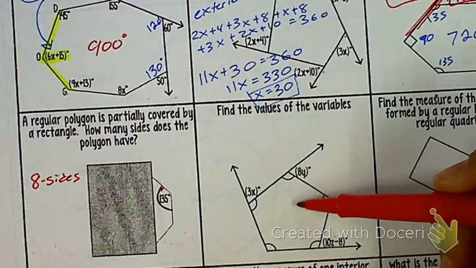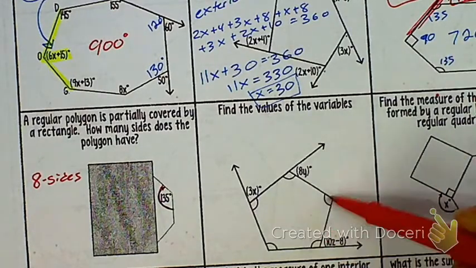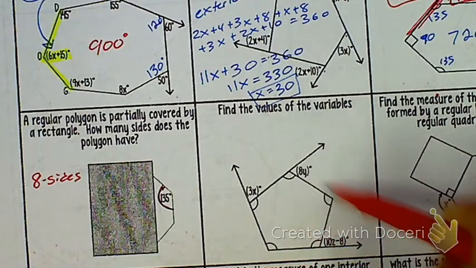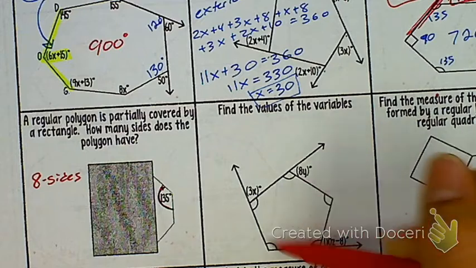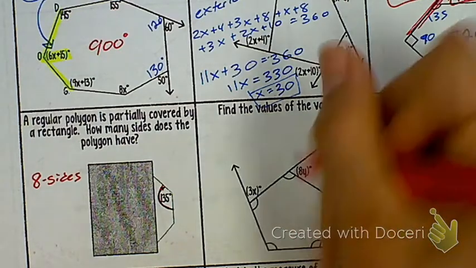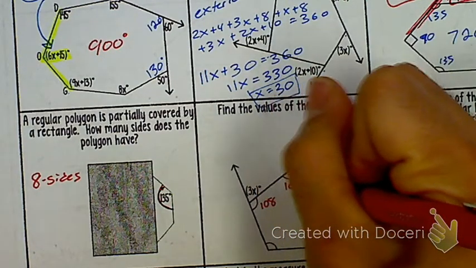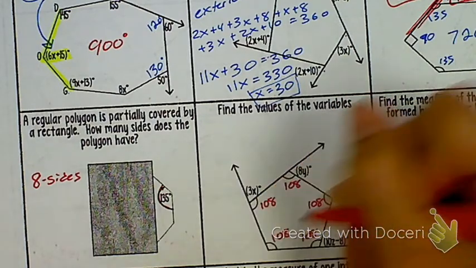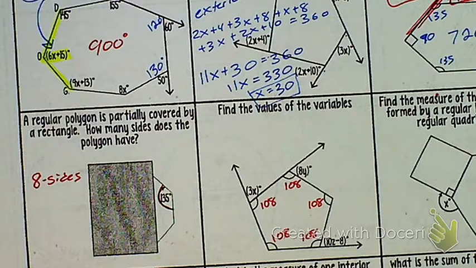This next one. If they're all the same, what shape is it first? 5 sides, what shape? Pentagon. They're all the same. How much is each? 108. So how much is each exterior? 72.